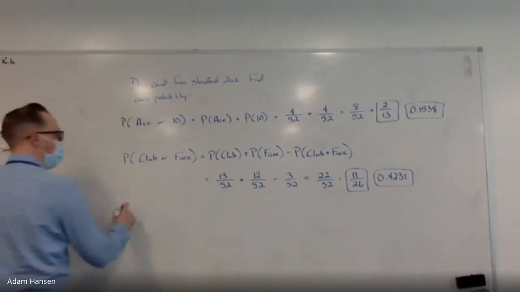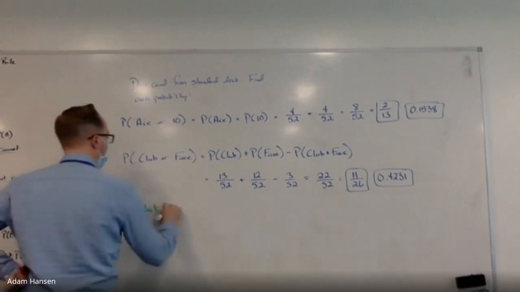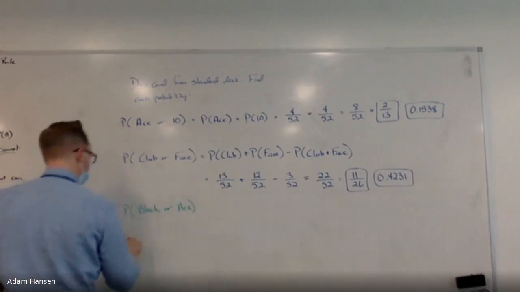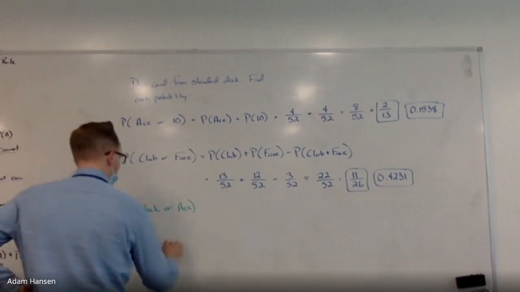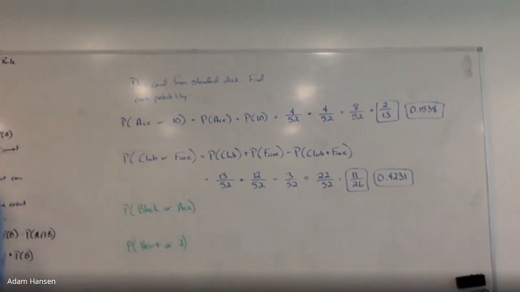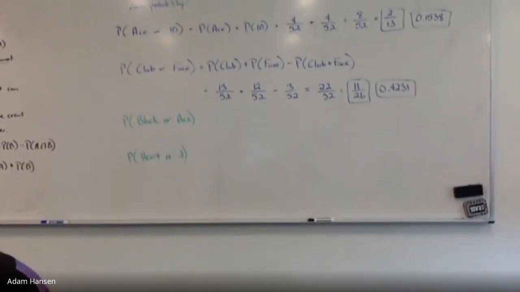Let's try these. I'm going to put 2 up here on the board for you. Do those 2, please. I'll put the answers up in a minute. Find each probability: black or ace, heart or 2. You grab a deck, you pull 1 card. What's the probability of either a black or an ace? And in the last one, what's the probability of either a heart or a 2?